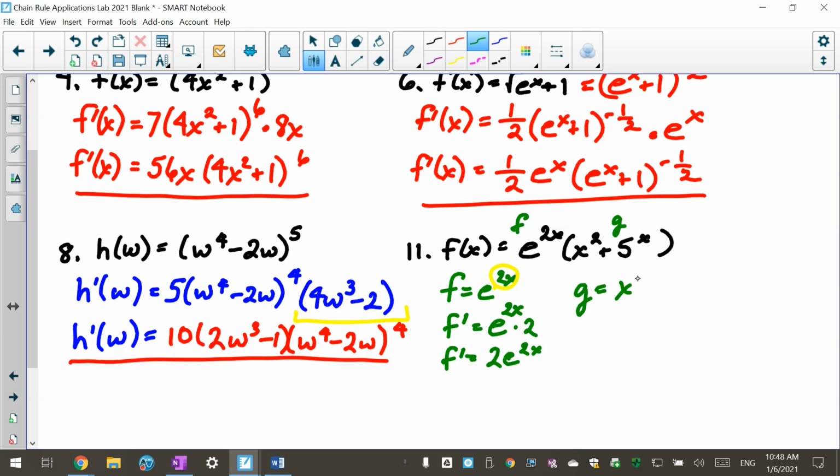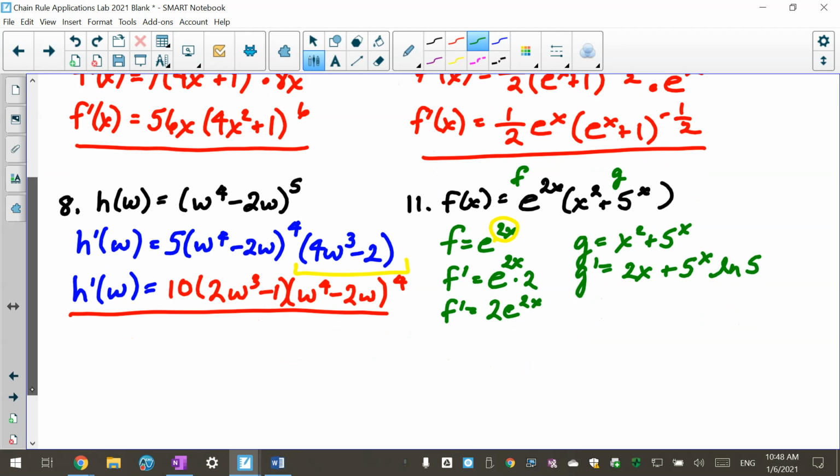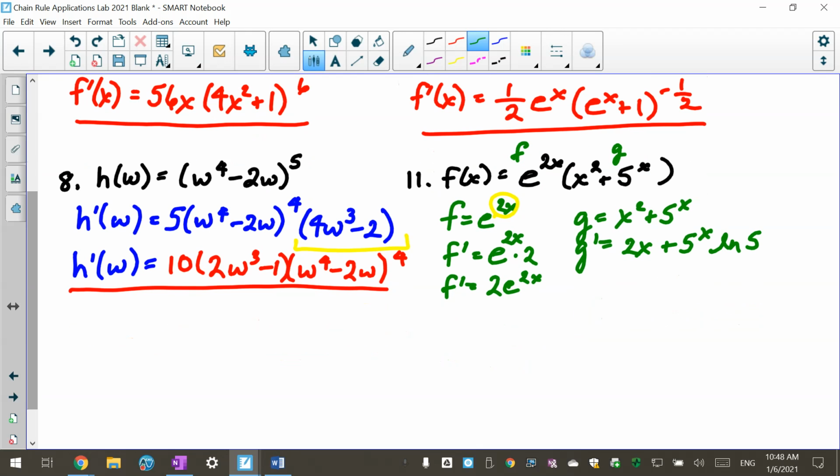G is x squared plus 5 to the x. G prime is going to be 2x plus 5 to the x ln 5, because that's another exponential function. Within that setup, that's why I like doing f and g's, because it gets you all set up so that now I can just plug it into the product rule, and I basically did the chain rule inside of that.